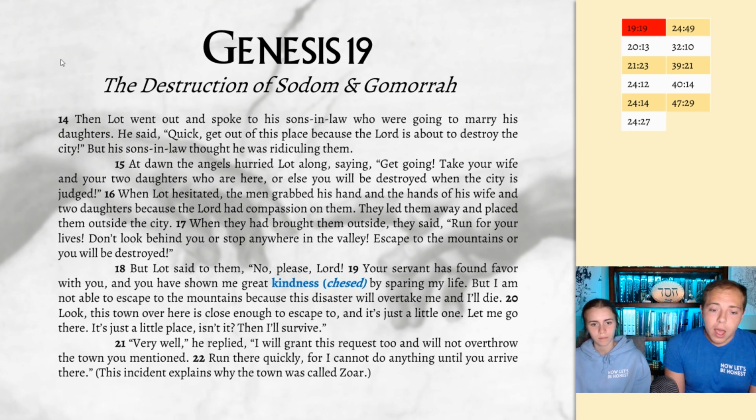right? When they had brought them outside, they said, "Run for your lives. Don't look behind you or stop anywhere in the valley. Escape to the mountains or you will be destroyed." Right? So you can see how the angels are emphasizing this very seriously. Right. You need to get out. This is a very serious matter. And I'm emphasizing all this because this is leading up to our first encounter of Hesed, right?